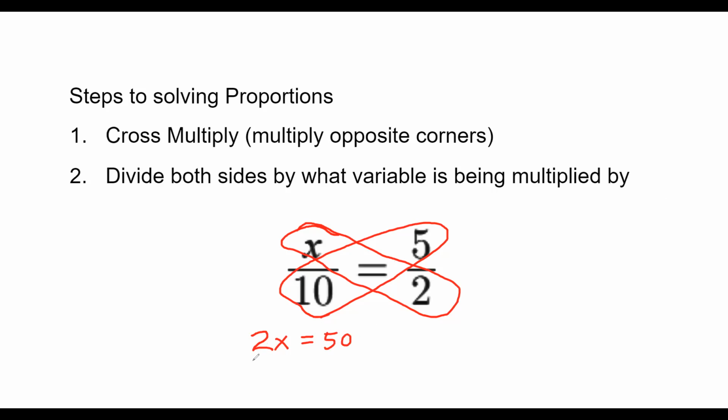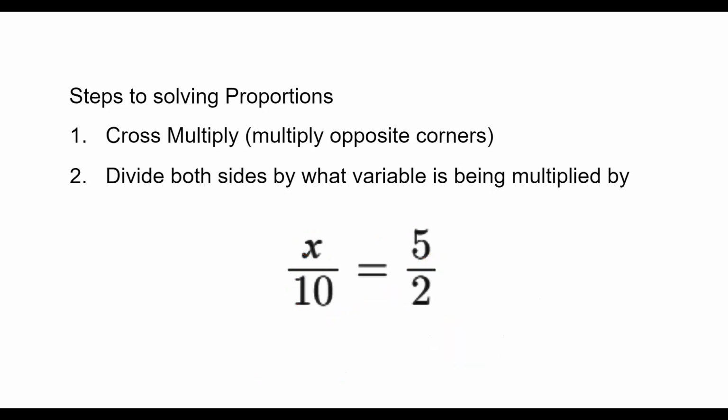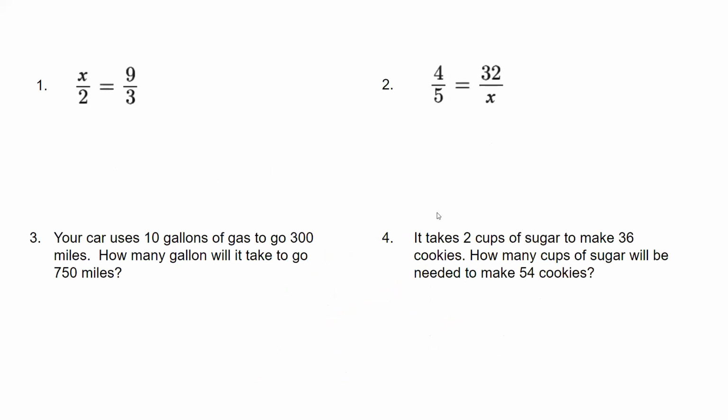Step 2 is to divide both sides by what x is being multiplied by. In this case, it's 2. So we divide both sides by 2. And we get x is equal to 50 divided by 2, which is equal to 25. All right. Let's take a look at a few more problems.